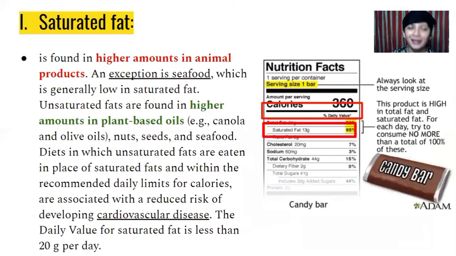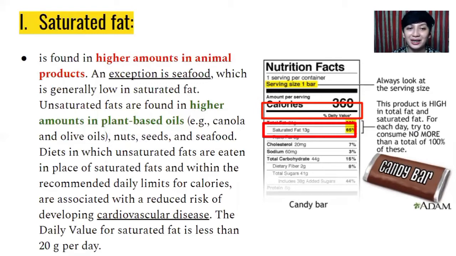And letter I, saturated fat. Saturated fat is found in higher amounts in animal products. An exception is seafood. So if you know that you're going to intake a lot of like chicken, beef, pork, it has a lot of saturated fat. That's exceptional, the seafood, which is generally low in saturated fat.